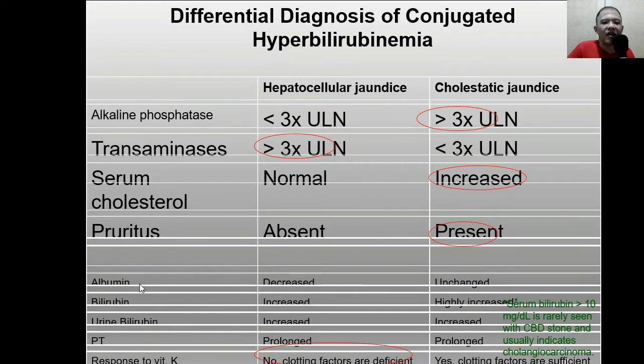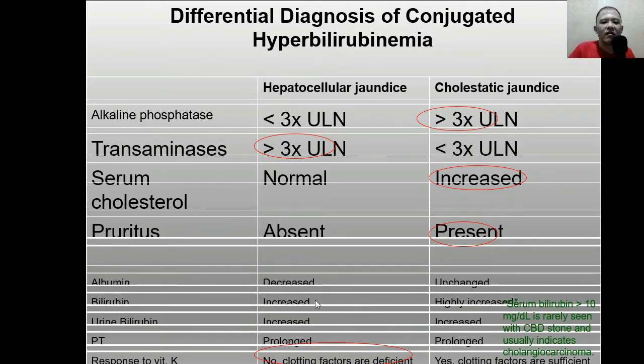Here, if albumin is decreased, we know that albumin is produced by the liver, so it's hepatocellular. If bilirubin is highly increased, most likely that is cholestatic. Both conditions produce increased urine bilirubin, and the prothrombin time is prolonged in both. But the causes are different.